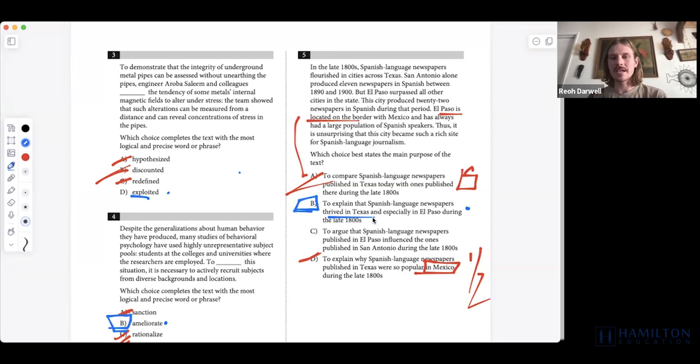So they thrived in Texas and especially in El Paso, right? In the late 1800s, there were many, many papers, and El Paso had a lot of them. I don't want to say the majority, it had a lot of them. So that's what we have here. Watch out for distractors. Always go from what's wrong to find what's right.